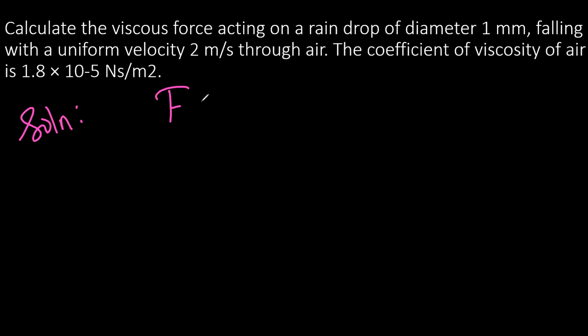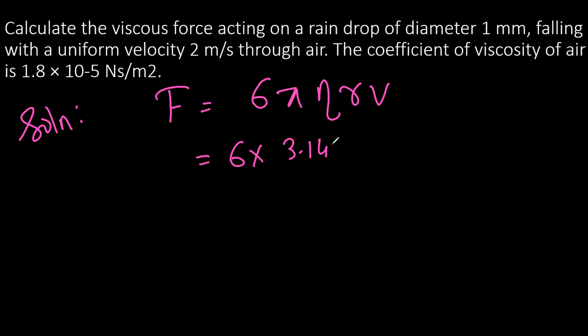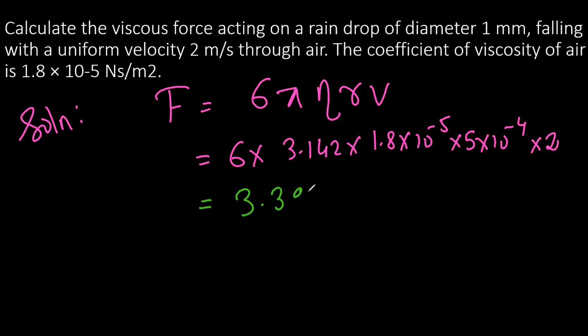So directly this formula is 6 pi, this coefficient, r into v. Simple. So 6 into 3.14, this is 1.8 10 raised to minus 5, this is 5 into 10 raised to minus 4, this is 2. Okay. So if you multiply all the terms, you will get the answer of 3.393 into 10 raised to minus 7.